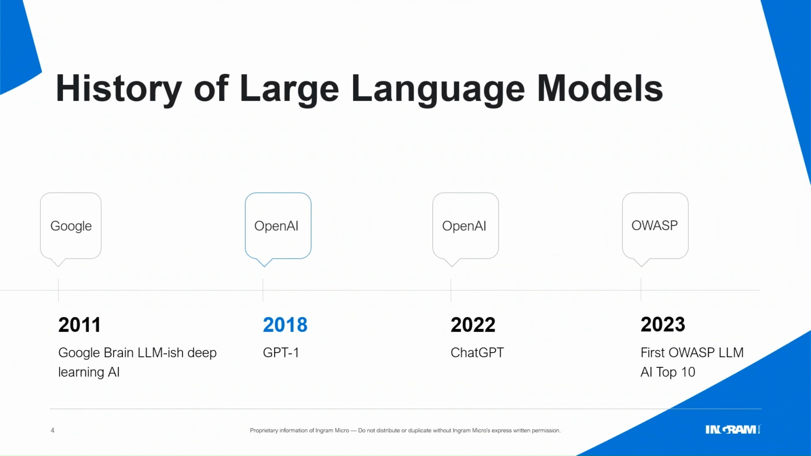Do a little jump ahead in history there. We're going to come up to 2011. We had Google Brain. Google Brain was a deep learning AI. If you're familiar with TensorFlow, then you're familiar with Google Brain. Won't say any more on that because I think a lot of you people listening will be.